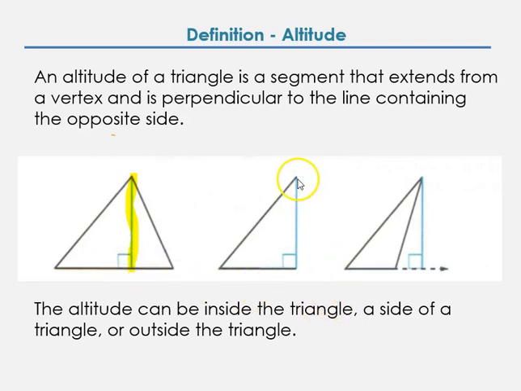In a right triangle, the altitude will actually be the side of the triangle. And if the triangle were flipped, it could actually also be the other side. When you have obtuse triangles, you'll often find that the altitude will be on the outside of the triangle, and what you'll have to do is draw a line that extends at the base of the triangle so that you can drop the altitude.